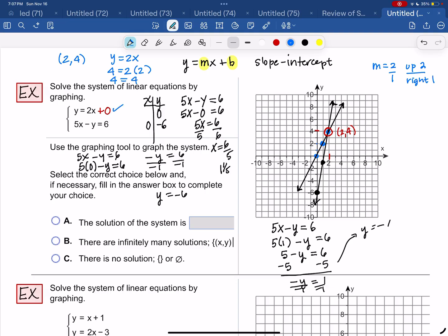Now I need to check it in the second one. Remember here in the second one, I have 5x minus y equals 6. So 5 times 2 minus 4 equals 6. 10 minus 4 equals 6. 6 equals 6. It works in the second equation. So the solution to my system is the ordered pair 2, 4.